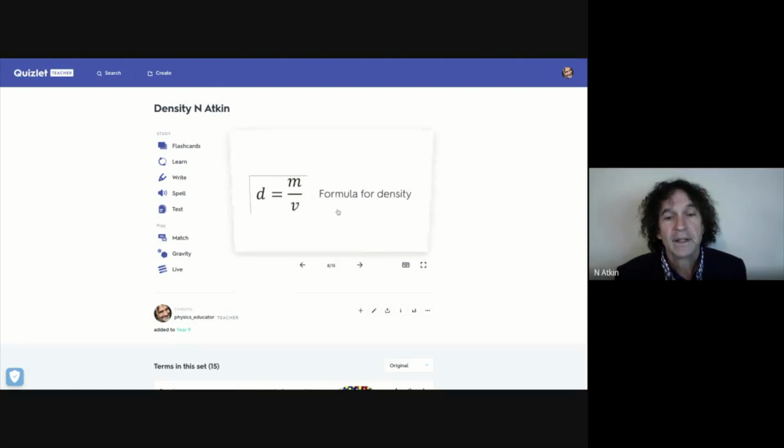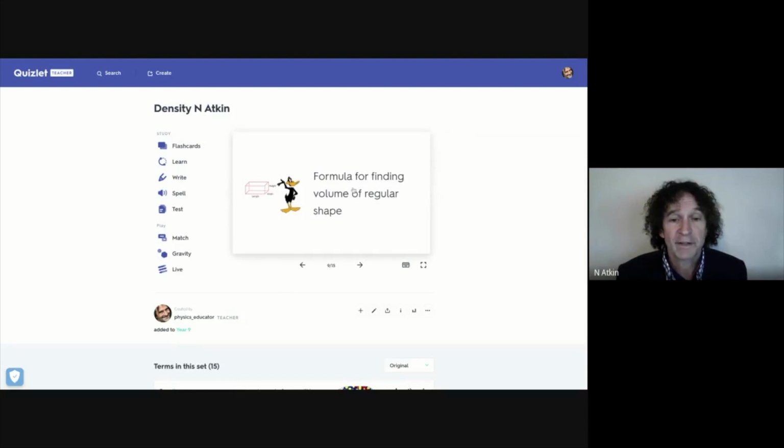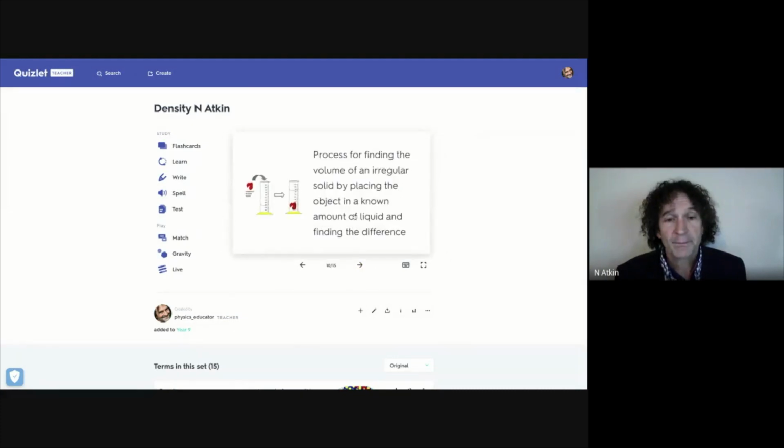Density is mass divided by volume, the ratio of mass to volume. And length times width times height is the way that we can find the volume of a regular shape. So if we have a cube or cuboid or something, we can do it like that. Liquid displacement, that's when we measure the volume before we put the object in, and we measure the volume afterwards. That tells us what the volume of the object is.